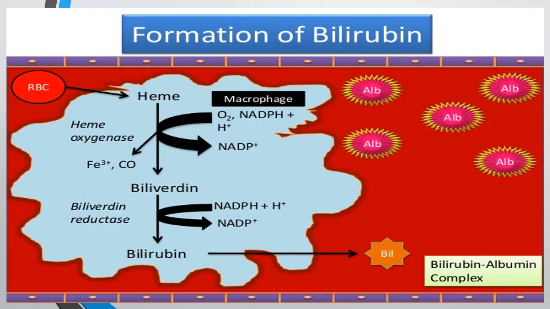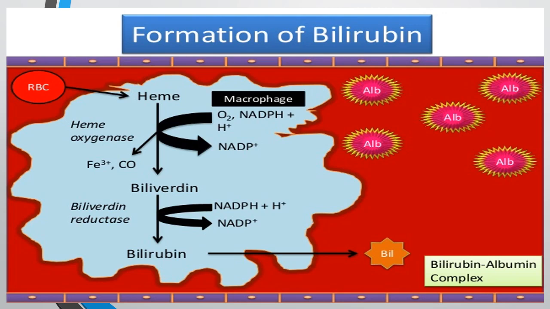Now I will explain about the catabolic pathway of heme. Step 1, formation of bilirubin. Heme oxygenase utilizes NADPH and oxygen and converts heme into biliverdin. Simultaneously in this process, ferrous ion is oxidized to ferric ion and it also releases carbon monoxide.